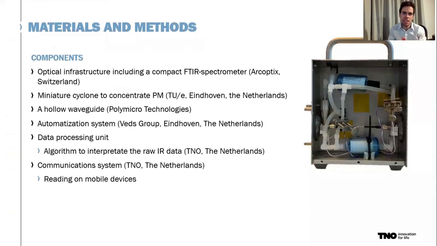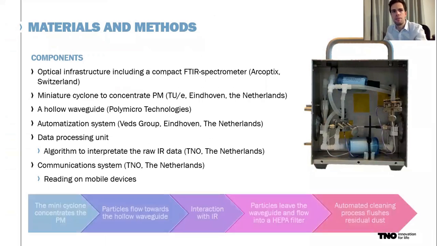The PMCID has the following components: an optical infrastructure that includes a mini FTIR spectrometer, a mini cyclone, a hollow waveguide, an automation system for autonomous acquisition, a data processing unit with a self-developed smart algorithm that interprets the data, and finally, a communication system that enables the reading and monitoring of mobile devices.